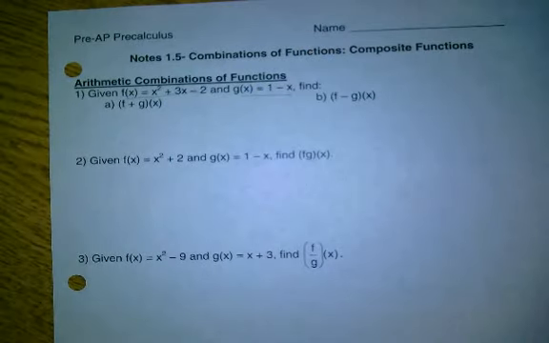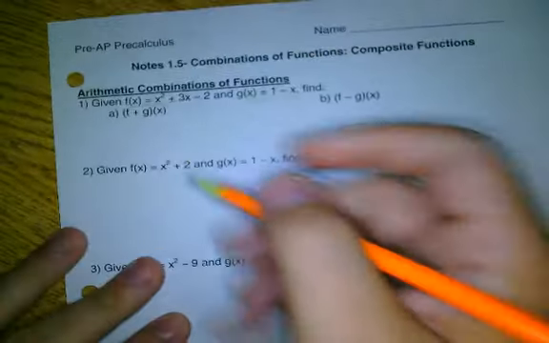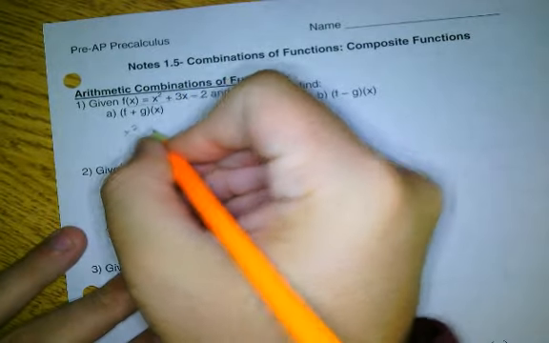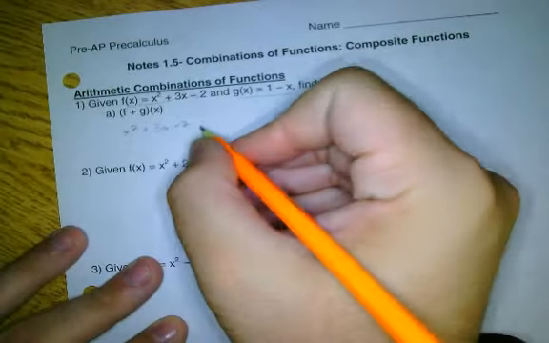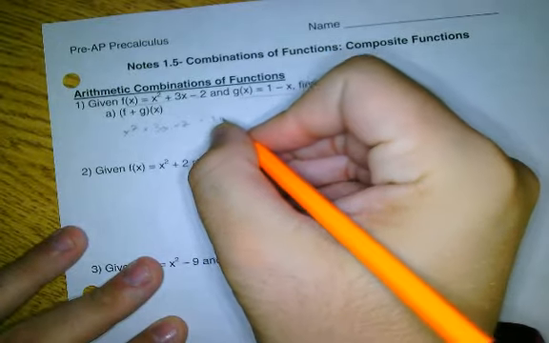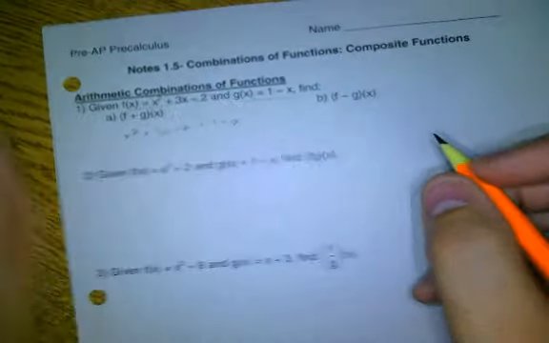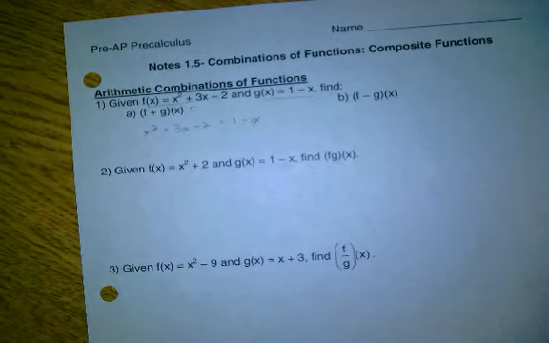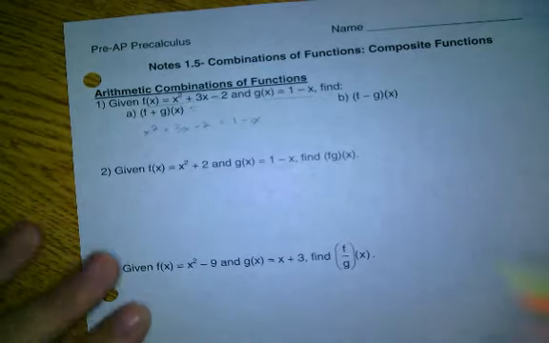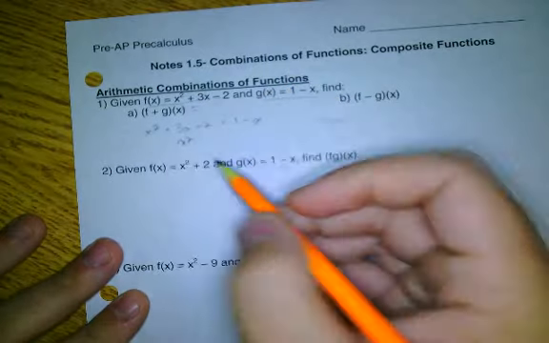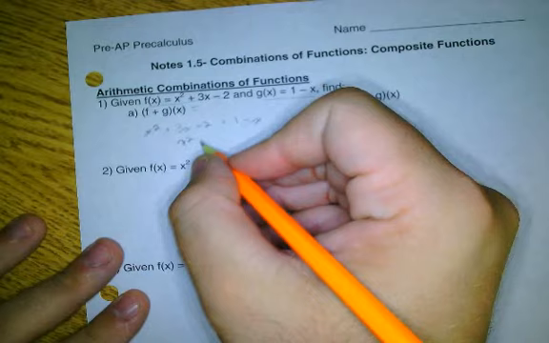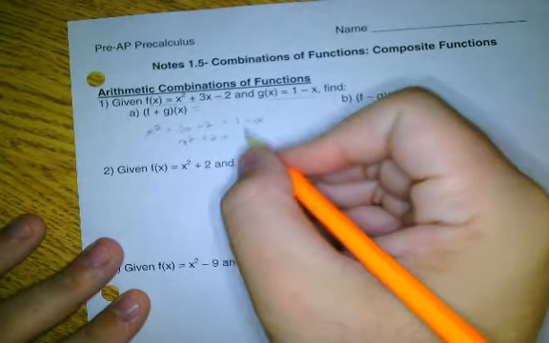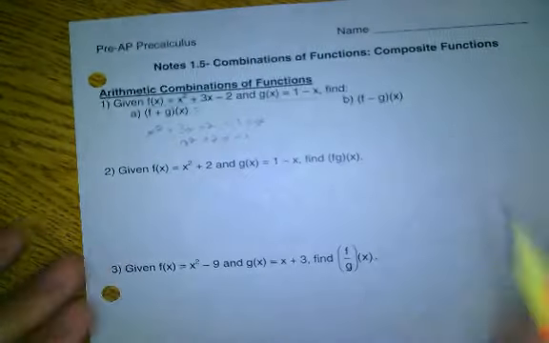So if we just add these together, it's going to be x squared plus 3x minus 2. That's the f portion. Plus 1 minus x. It's just putting these two guys together. And now let's just combine like terms. And we're going to get x squared, 3x minus x is 2x, minus 1. And that's it.